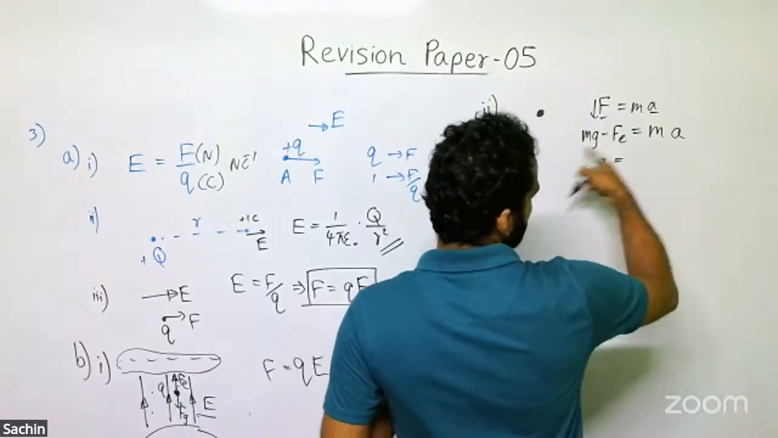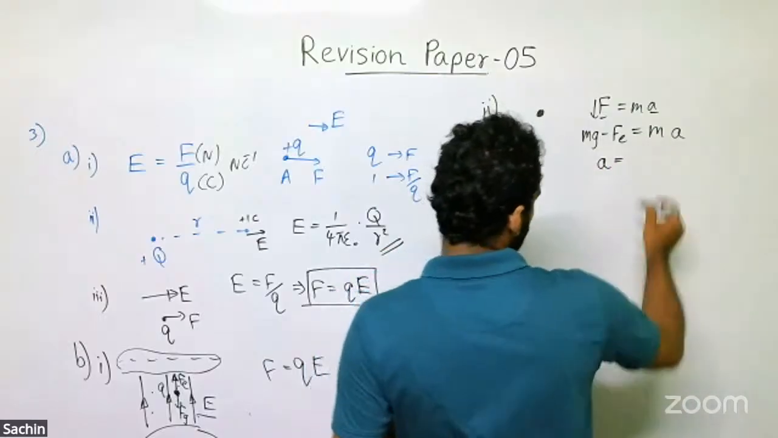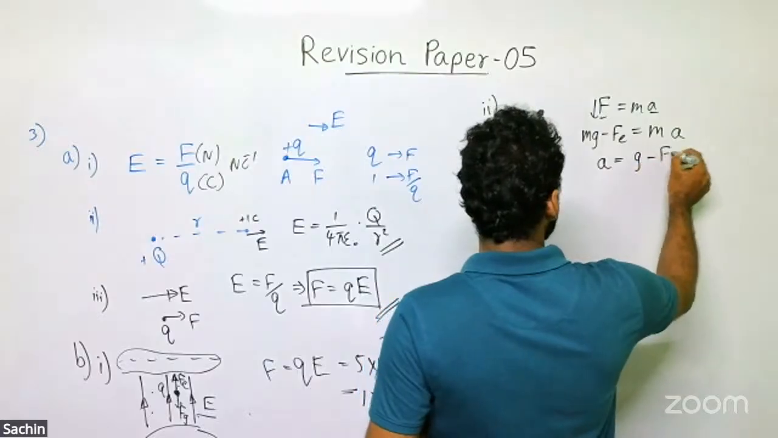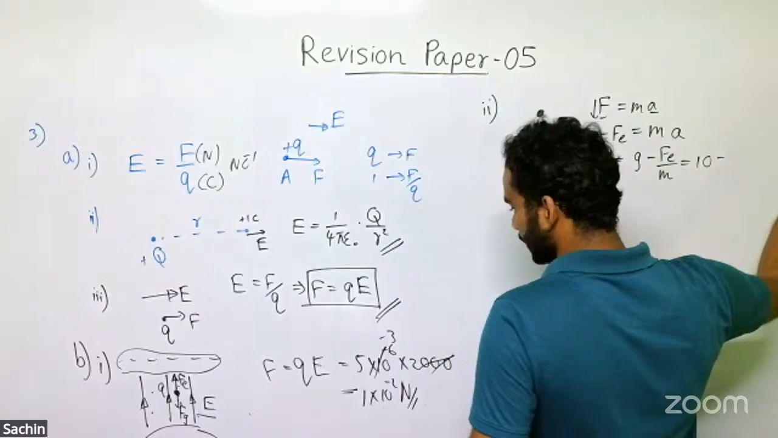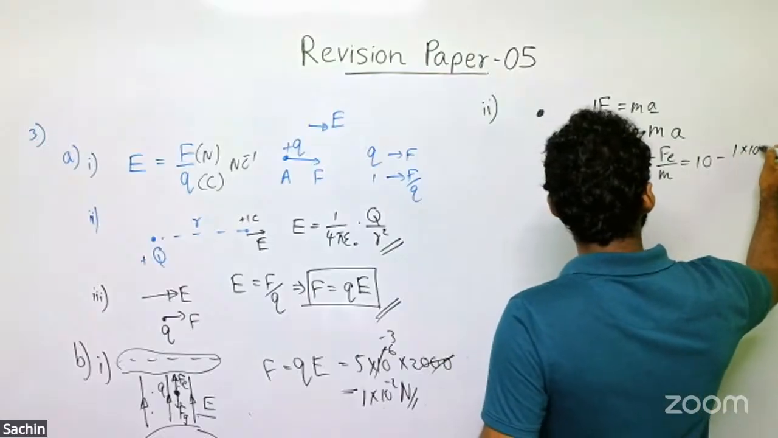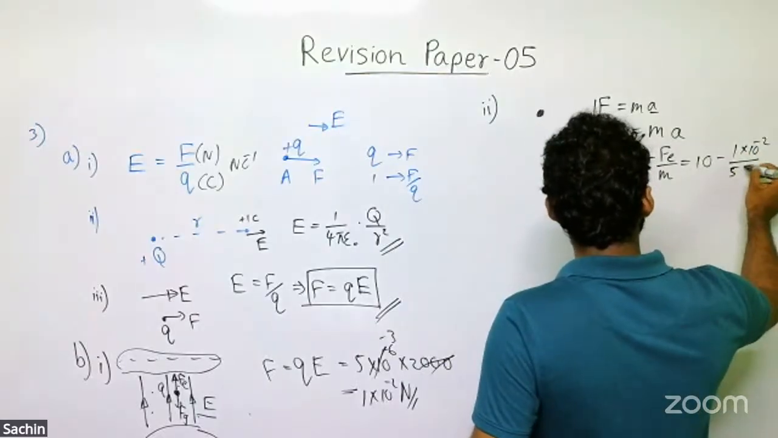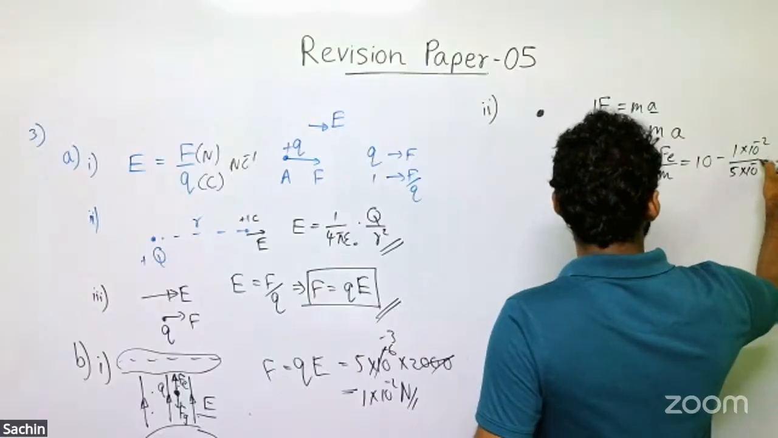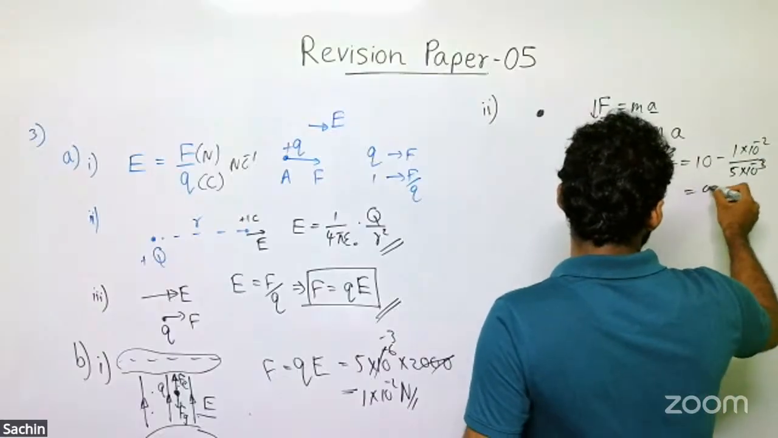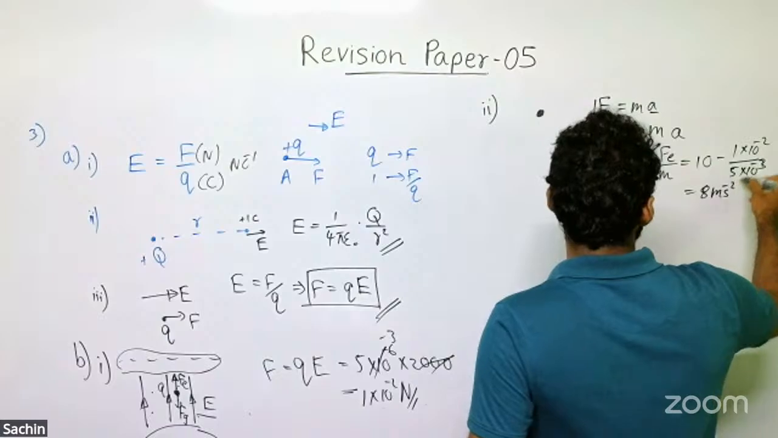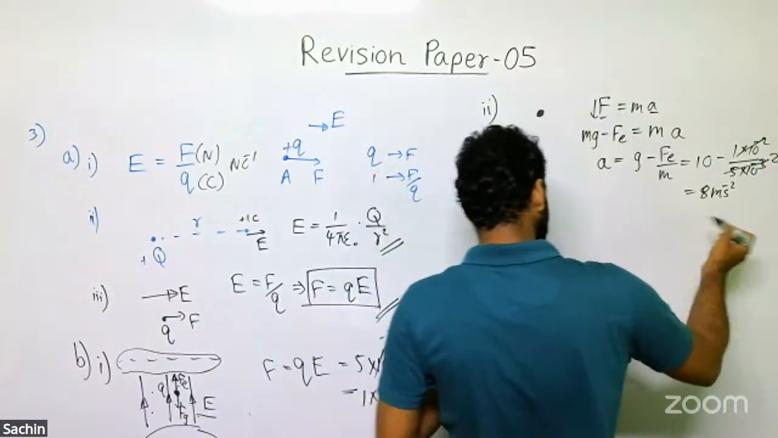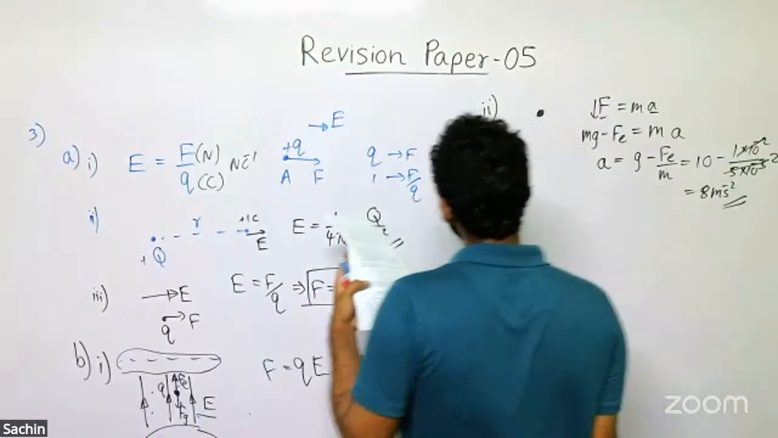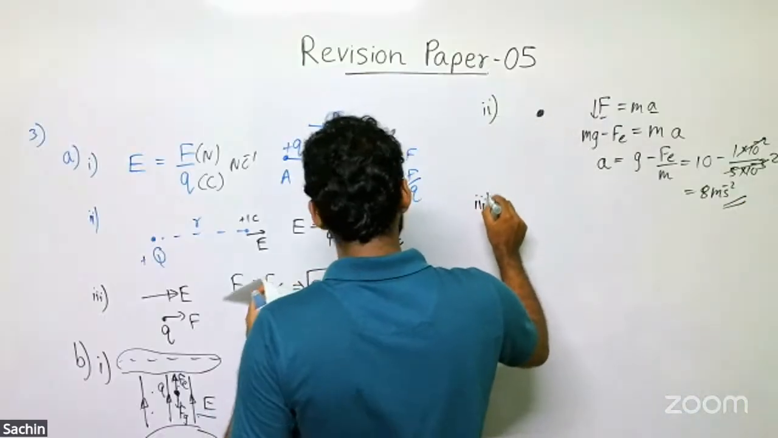Now you can find the acceleration. I divide both sides by m, so a equals g minus Fe over m. g is 10. The electric force we evaluated is 10 to the power minus 2, divided by the mass, 5 to the power minus 3, again the same mass. In meters per square second, if you solve this, it is 2 again. 10 minus 2 is 8 meters per square second. So that's the answer for the second one.